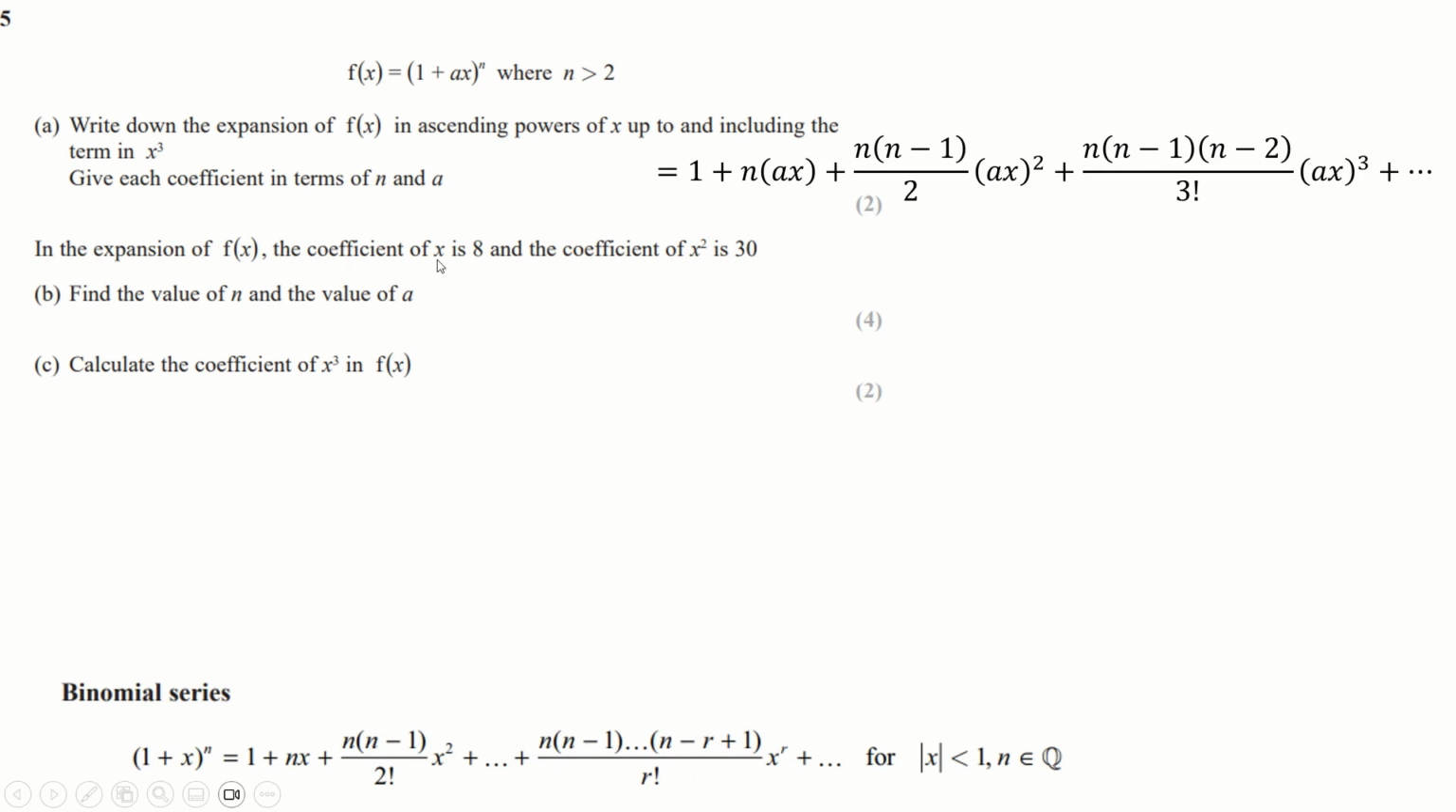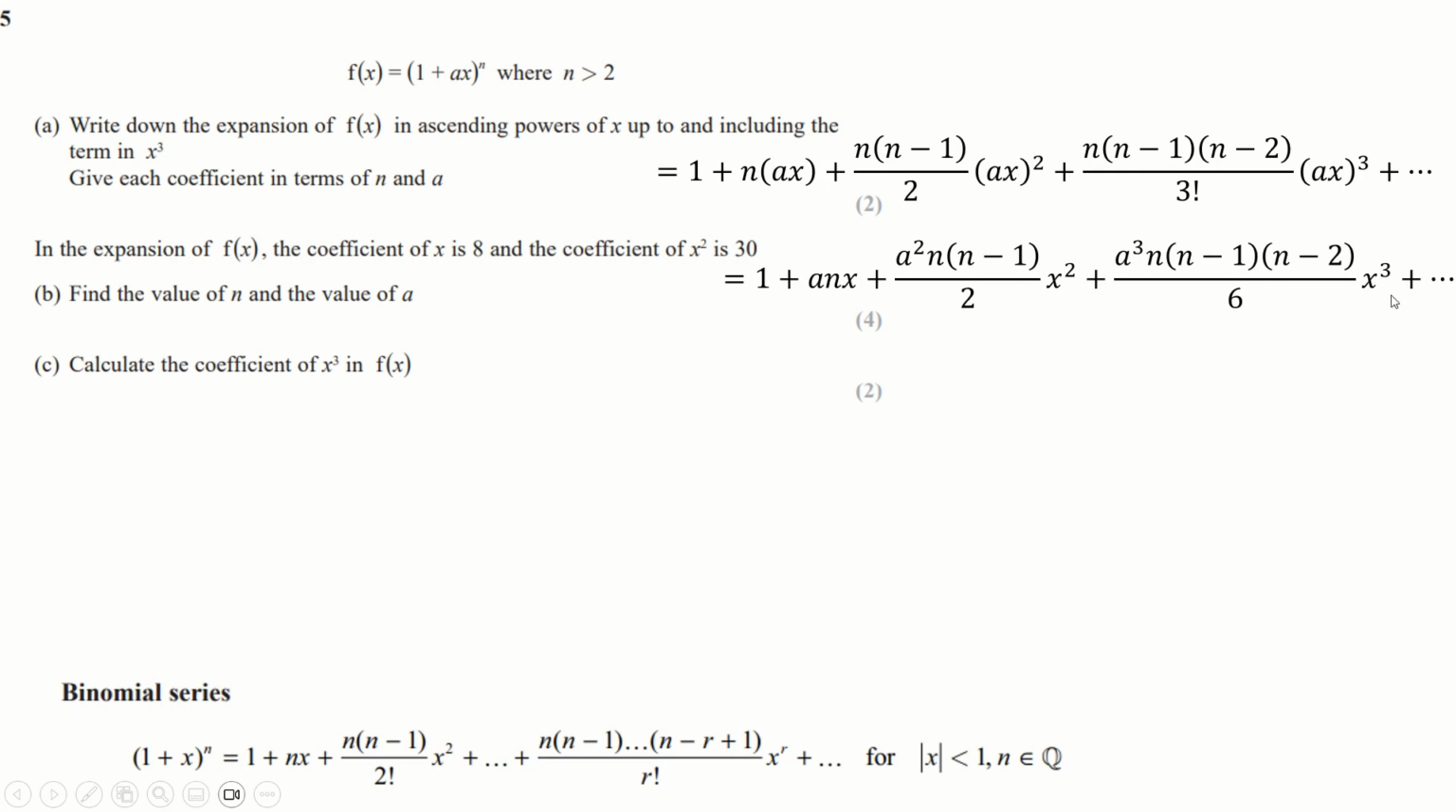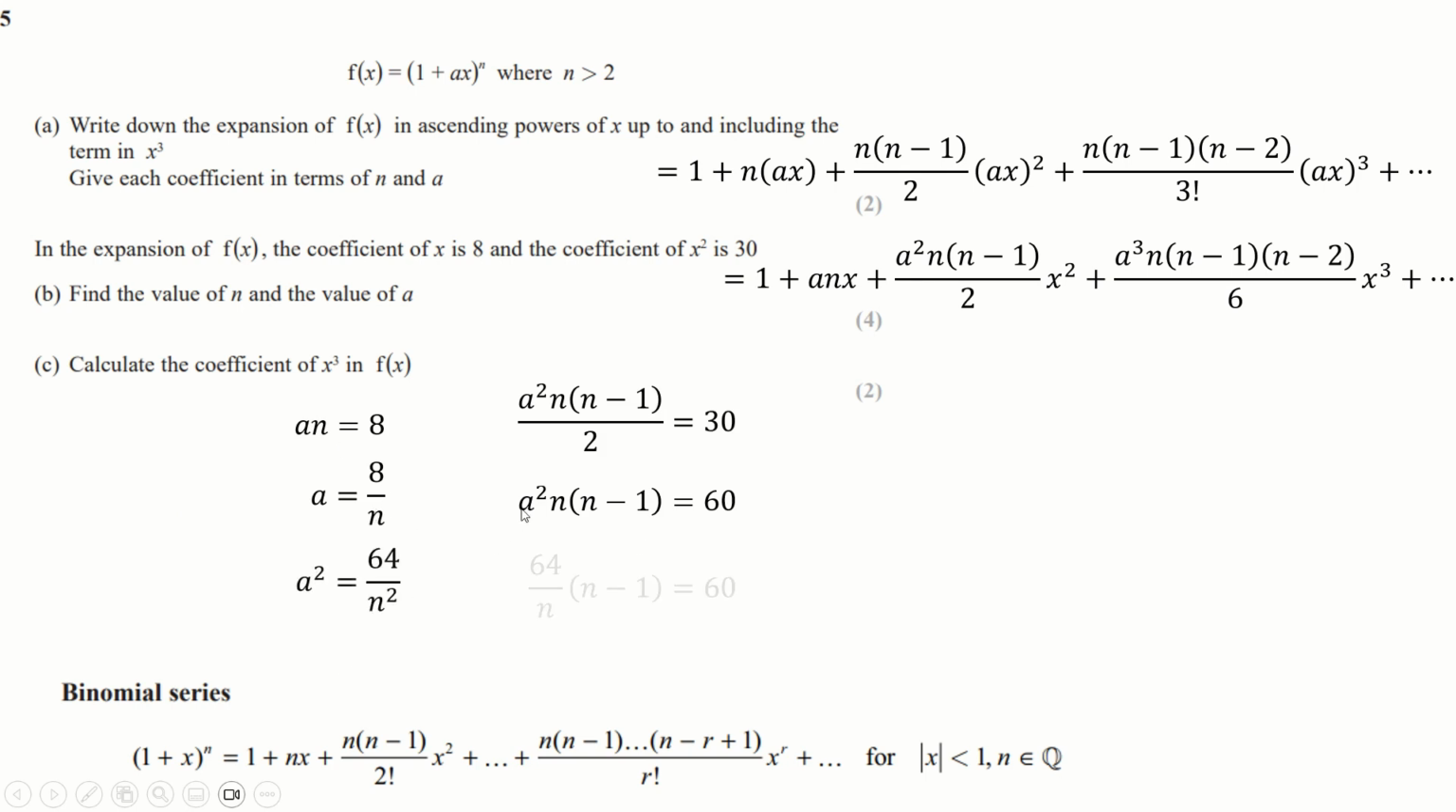The expansion, the x coefficient, I think I tidied this up a little bit to look more like this, just sort of separating out the x squared and the x cubed. The reason I did that is because it says the coefficient of x is 8, so therefore an is 8, and the coefficient of x squared is 30, so all of this is 30. So I can solve this for a and n, obviously, because it's just a simultaneous equation. So here, just divide by n, and then square both. Here I times everything by 2, sorry. Here, divide by n, and then just square everything, and then just put that result into there.